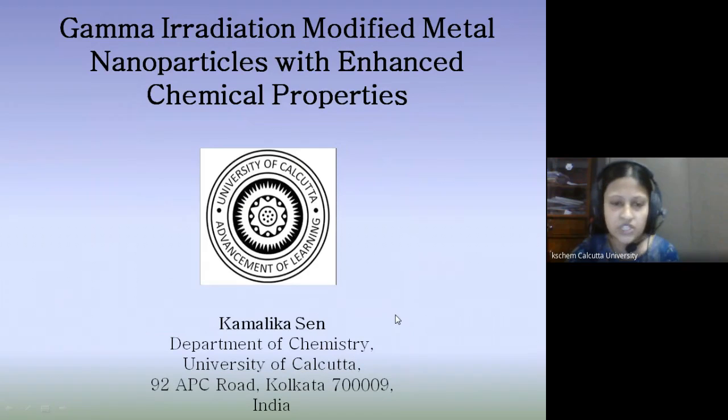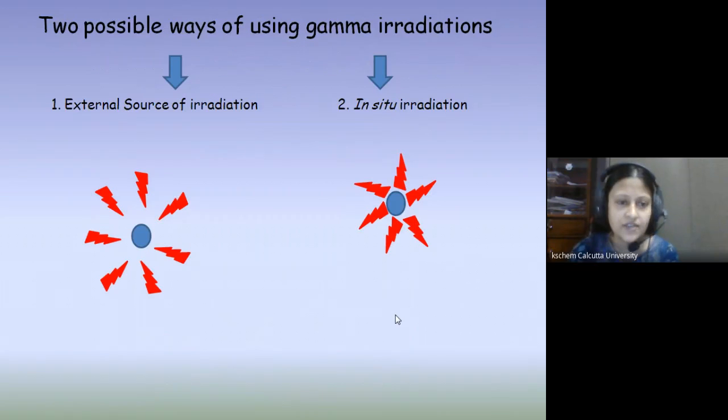Actually, gamma irradiation can be used in two different ways. Firstly, to use an external source of irradiation, and the second is to use an in situ radiation, wherein you can use a radioactive isotope of the sample inside your solution and use that radiation to produce the gamma irradiation, to produce the nanoparticles. And in external source of radiation, you just put your sample in a chamber of gamma radiation and irradiate the solution externally to produce the nanoparticles.